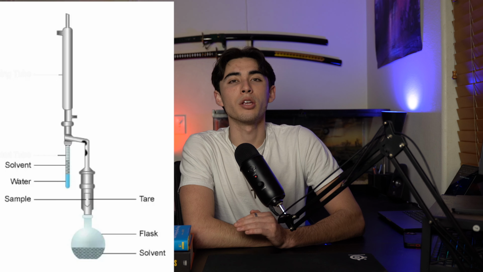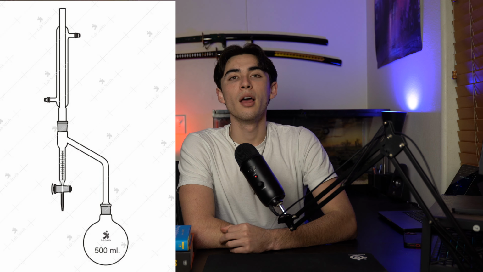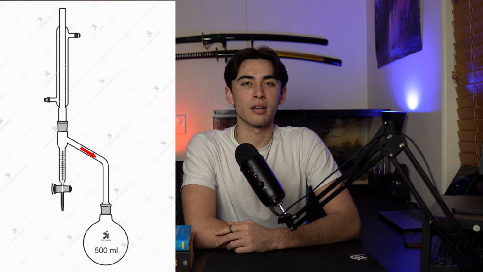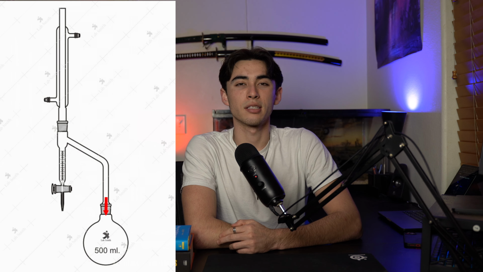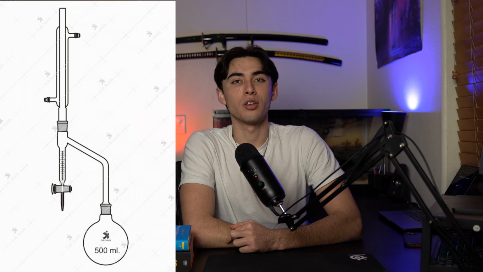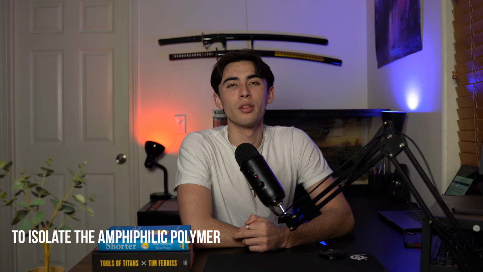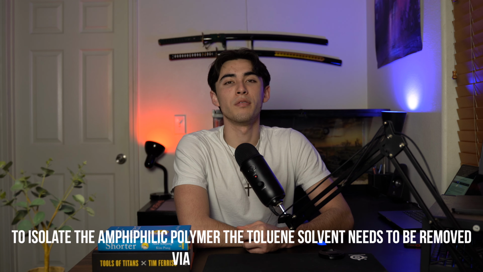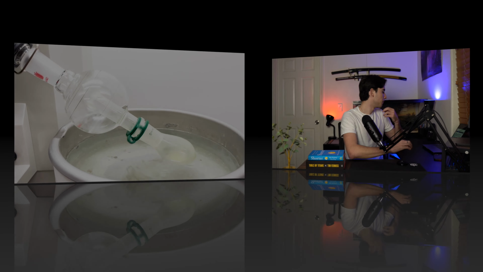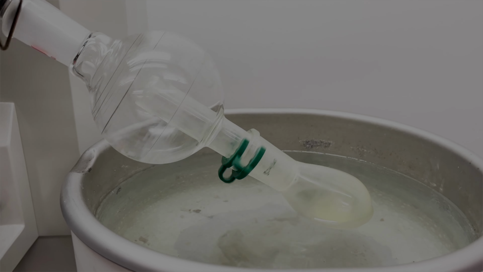Since toluene has a lower density than water, the toluene and water will phase separate, leaving the toluene at the top and the water at the bottom. Excess toluene will drip down the inclined sidearm and back into the boiling flask. If too much water has accumulated in the trap, you can use the stopcock to empty it into the beaker. To isolate the amphiphilic polymer, the toluene solvent needs to be removed via rotary evaporation. The formed polyesters should be a viscous fluid that looks colorless or slightly yellow.